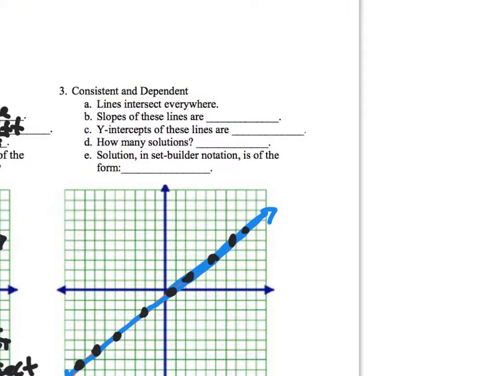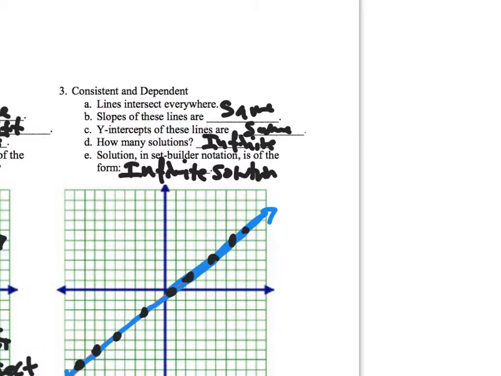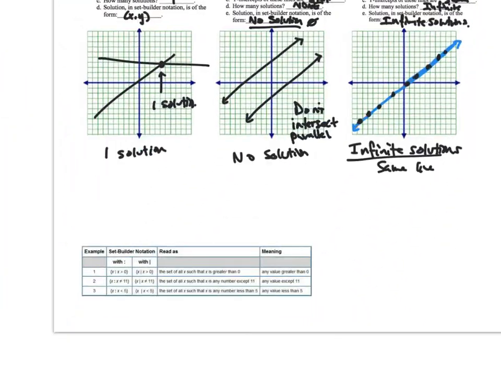The slopes of these lines are the same, and the y-intercepts of these lines are the same. How many solutions? Infinite. If we were to write this, I would just write the words infinite solutions, and I would just keep it at that. I wouldn't mess with it. Let's not make this harder than it needs to be.